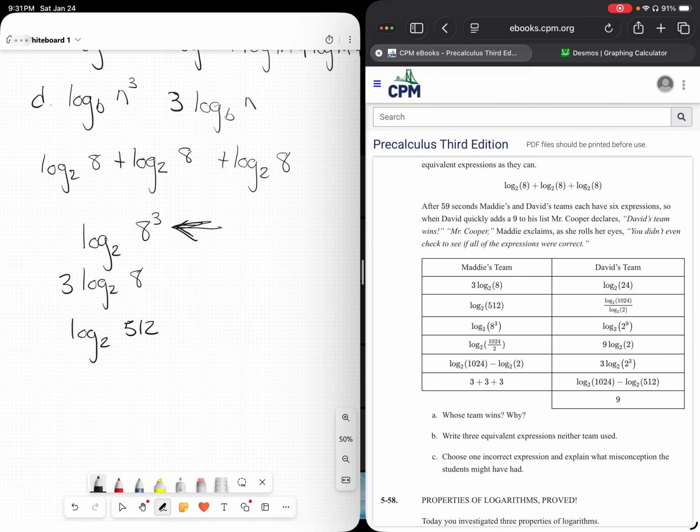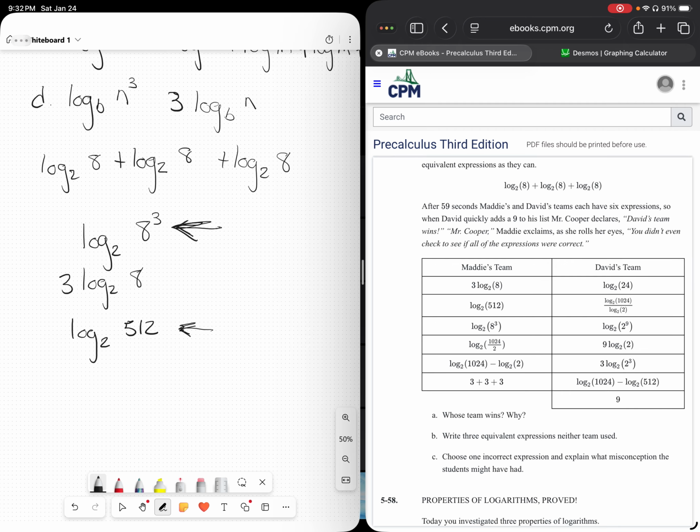So if we bring the 3 to the front, 3 times 3 is 9. So this one actually works too, right? What about this one? This one actually works because 2 to the ninth is 512. So we're still here, right? So this works too. Okay, what about this one? This one actually doesn't work.